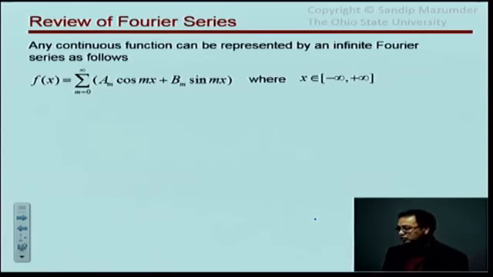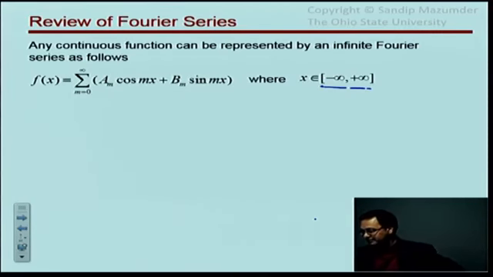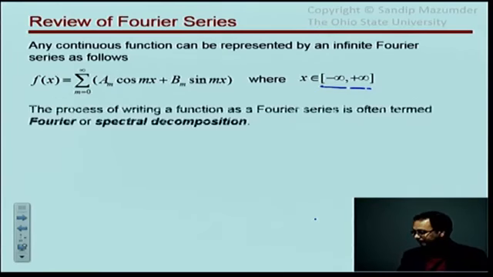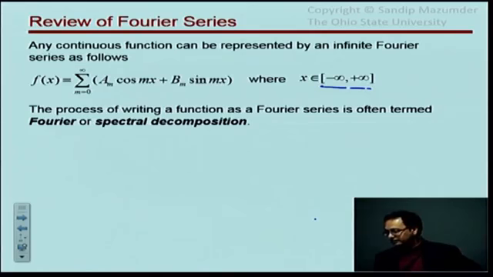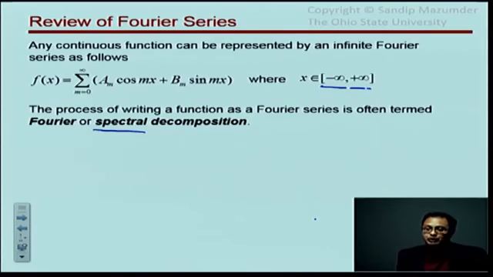So we all know this, that a continuous function can be represented by an infinite Fourier series. The interval for this is minus infinity to plus infinity. The process of writing the function as a Fourier series is often known as Fourier or spectral decomposition. The word spectral is an adjective for frequency, so something that is related to frequency.